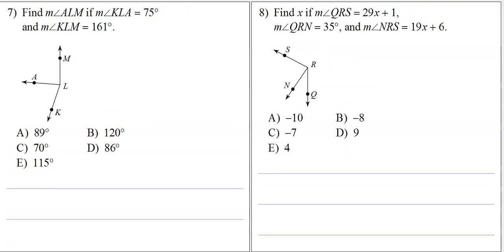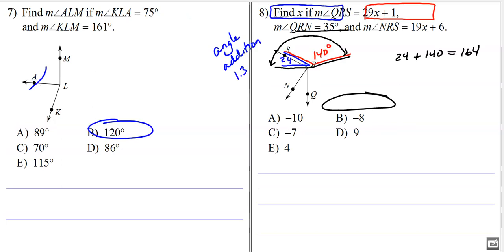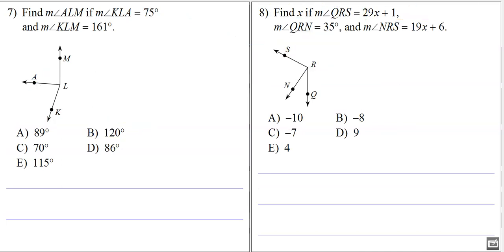Keep going. Number 7 and number 8. Find ALM. So ultimately we're trying to figure out this angle. We do know that KLA is 75. So KLA is right here, that's 75. And KLM is the big dog. Goes all the way around. So basically, that's 161. We know that blue plus red has to equal black. So if I just call this I don't know, I don't know plus 75 has got to equal 161.